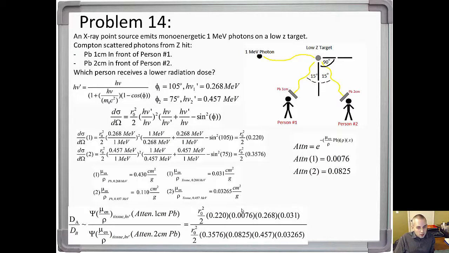So I'll go ahead and show my ratio. Here's the differential Klein-Nishina cross section for the first one, 0.220. Here's my attenuation through the first lead calculated right here. Here's my photon energy of the first one calculated and input. And here's my μen over ρ for the tissue calculated at the first scattered energy. I do the same for the second part, and I reach my conclusion.